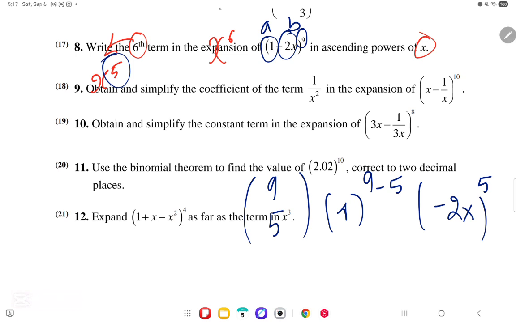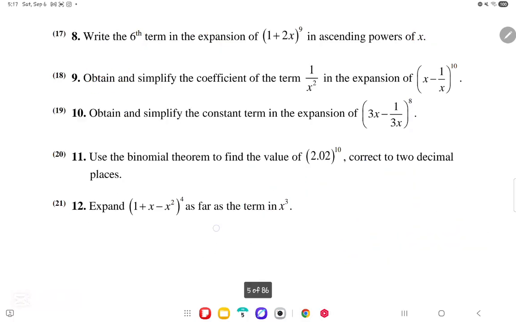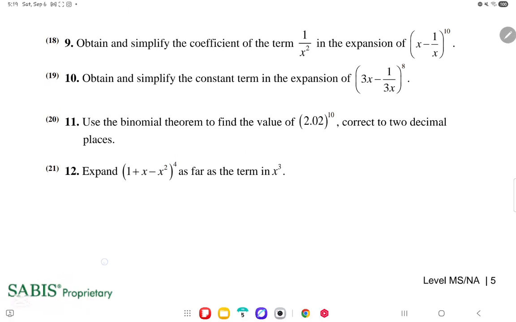Oh, my bad. It's not minus 2. It's plus 2. Please double check. So you see, I would have gotten a wrong answer if I didn't pay attention. Plus 2 to the power of 5. And you're going to get an answer of 4032 x to the power of 5. Now we move on from question 8 to question number 9.